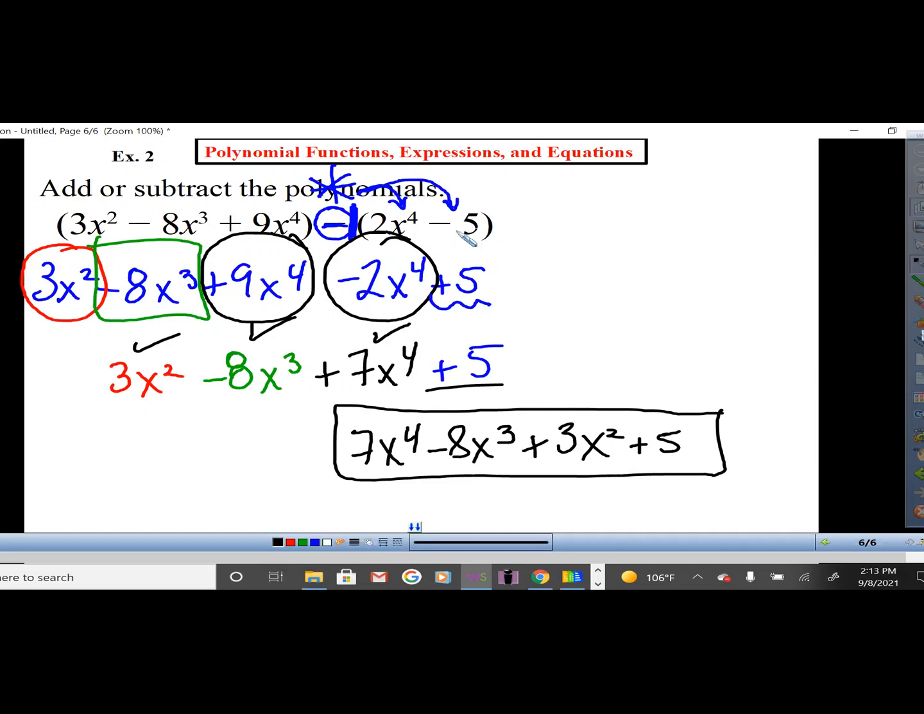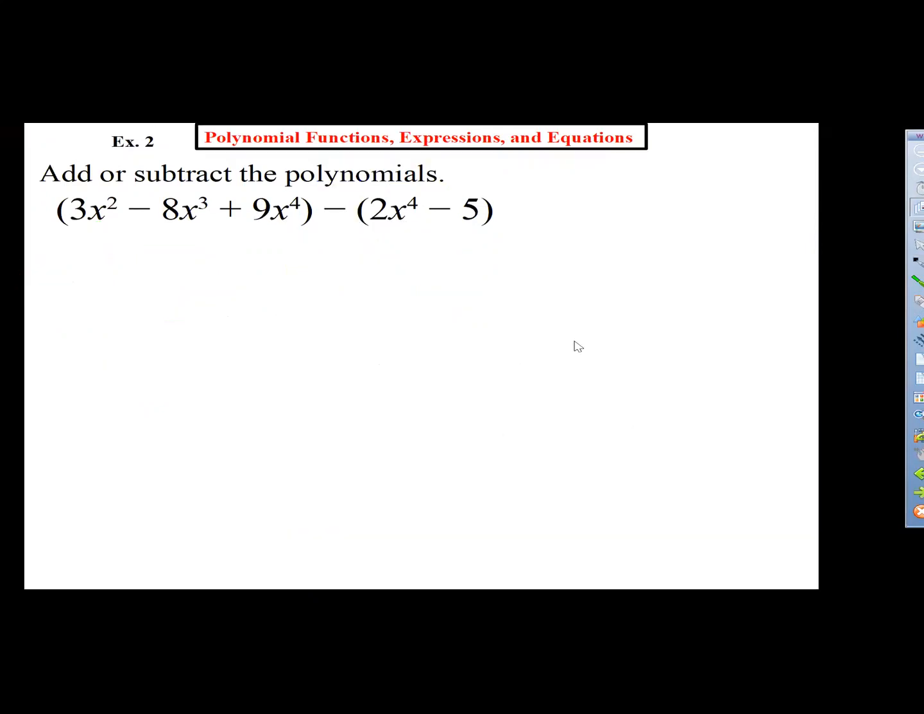All right, here we go. Example 2Q reads: parentheses 6y squared plus 3y cubed minus 9y, close parentheses, minus, open parentheses, 2y cubed plus 5y squared, close parentheses. See if you can do that by yourself. I'll give you some time. Ready, go.